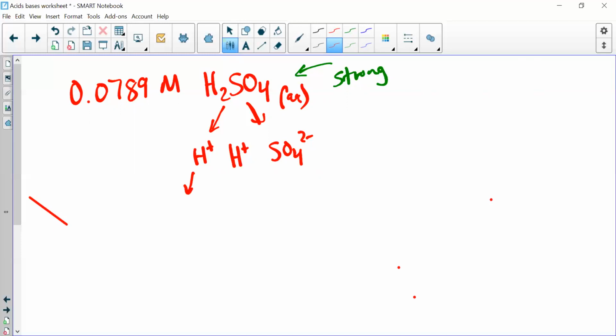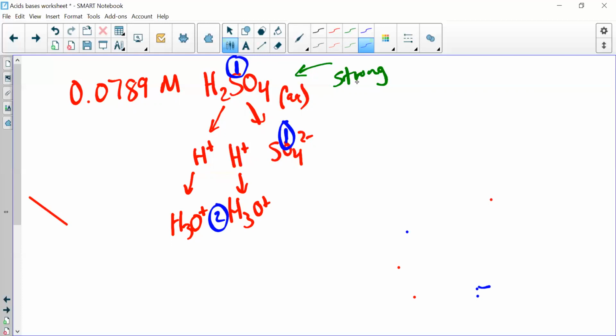Now remember, each of these are going to form H3O+, and this is still going to be sulfate. So notice, for every H2SO4, you're going to produce one sulfate, which we don't care about in pH calculations, and two hydroniums. So this is now a 1-to-2 because this is a diprotic acid. So it's a strong acid and it's diprotic.